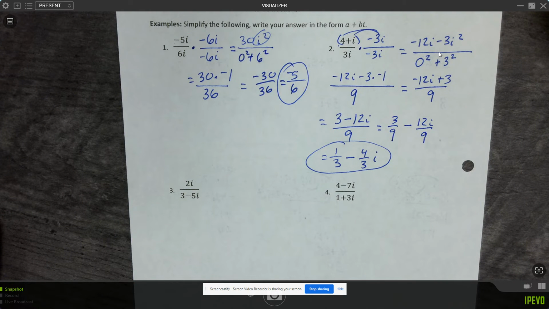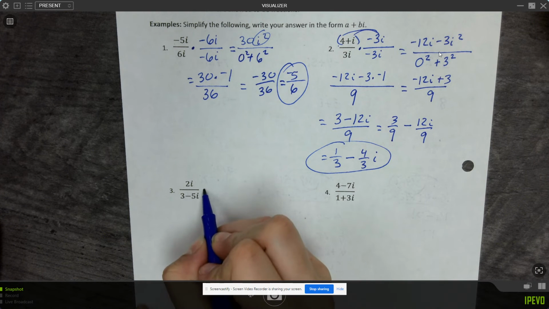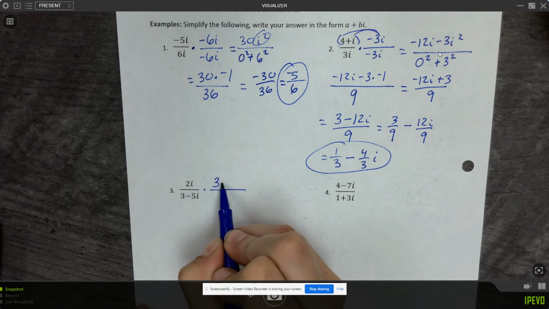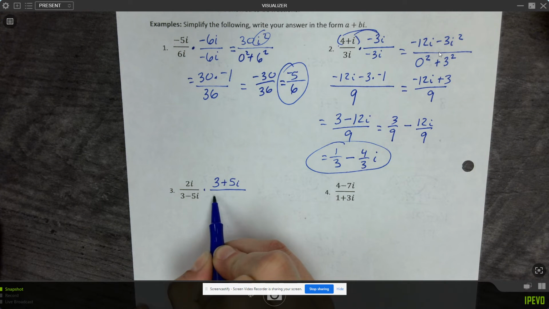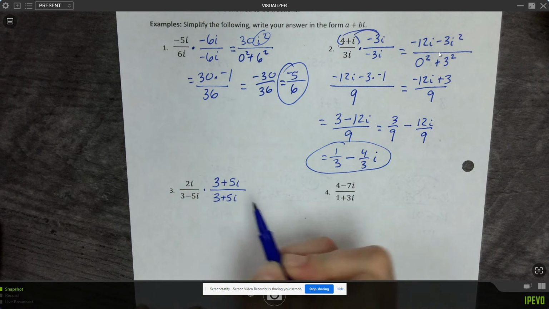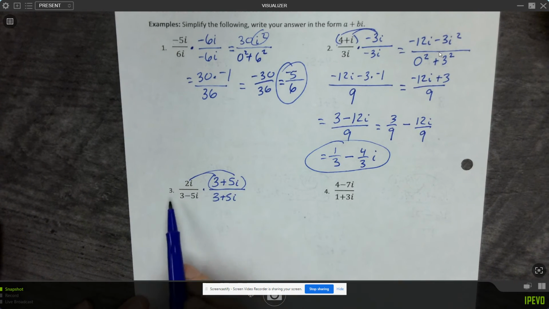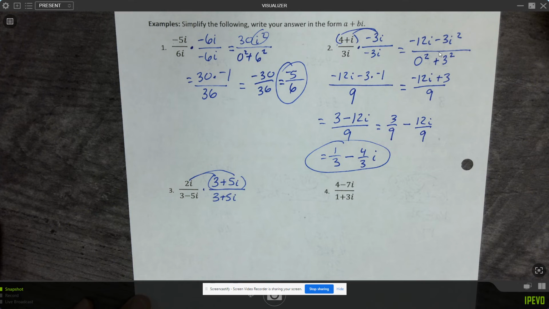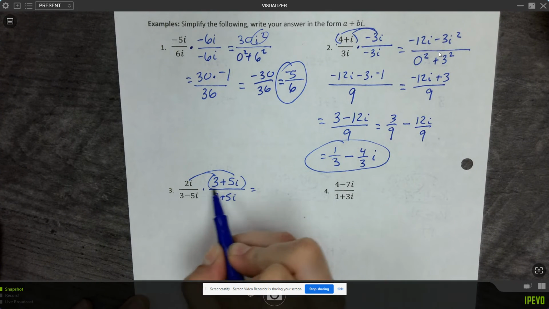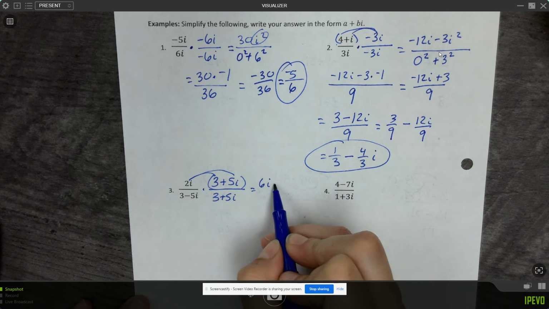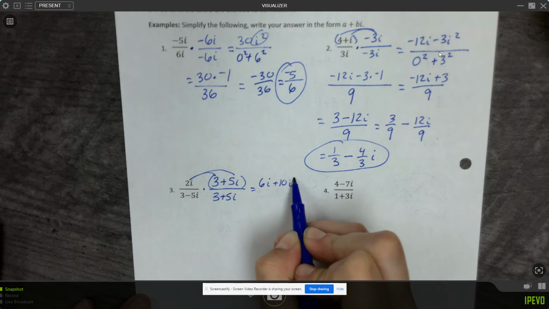Example 3. We're going to get a little bit more complicated as we go. Timesing it by our fraction. Complex conjugate of your denominator is 3 plus 5i. So once again, we're going to distribute, but this time it's that 2i that gets distributed since it's a one term. 2i times 3i is 6i. 2i times 5i is 10i squared.